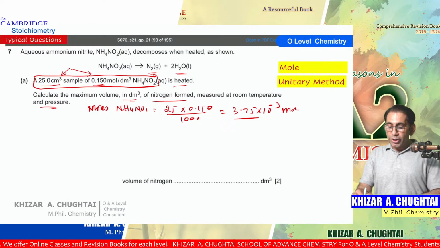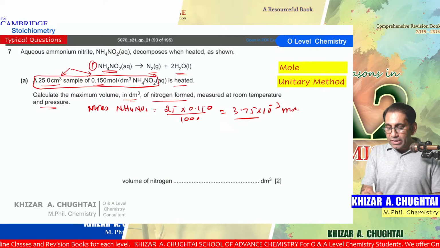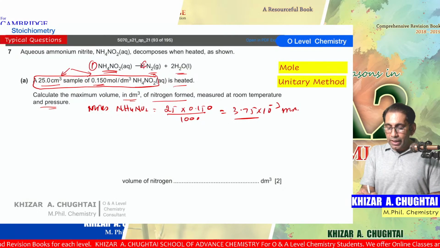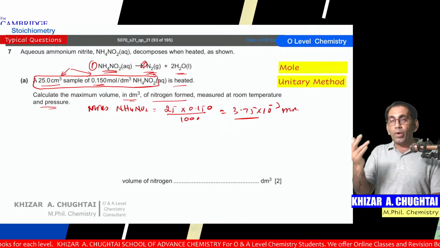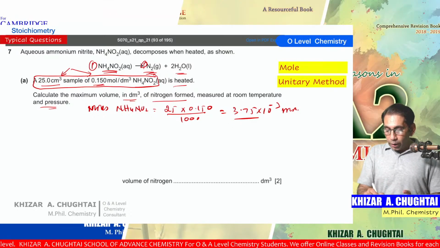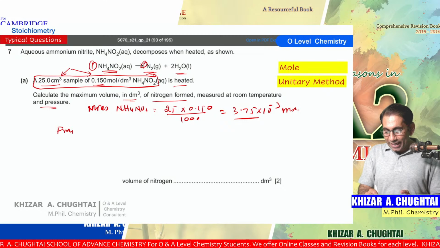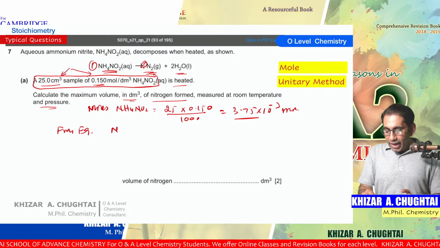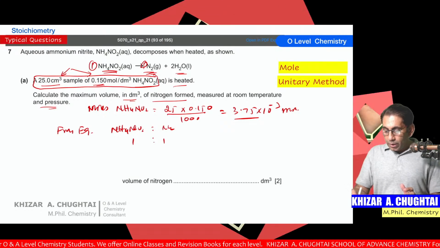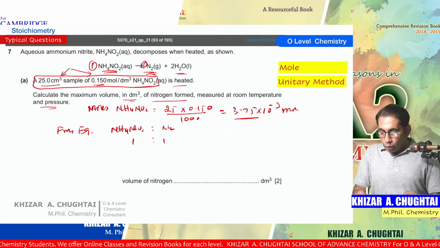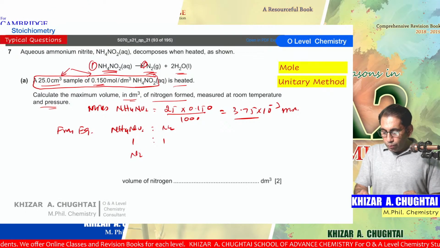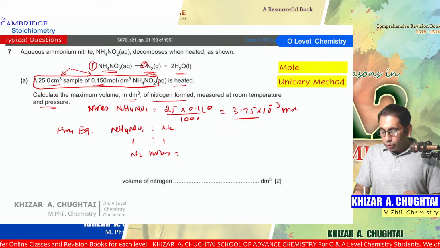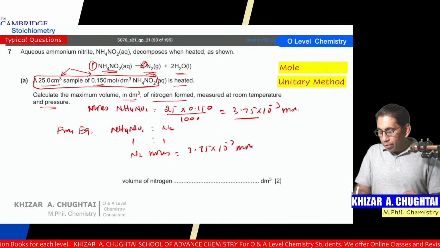From the balanced chemical equation, you can see that 1 mole of ammonium nitrite is producing 1 mole of nitrogen. So according to the equation, NH4NO2 is in ratio with N2 of 1:1. So what will be the moles of N2 formed? N2 moles will be the same, 3.75 times 10 raised to power minus 3 moles.